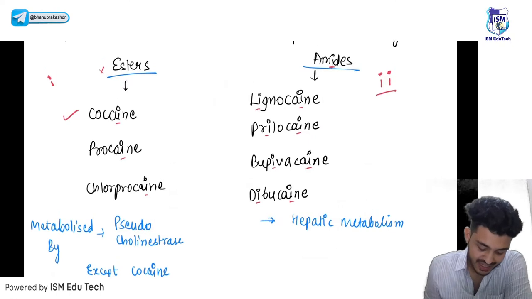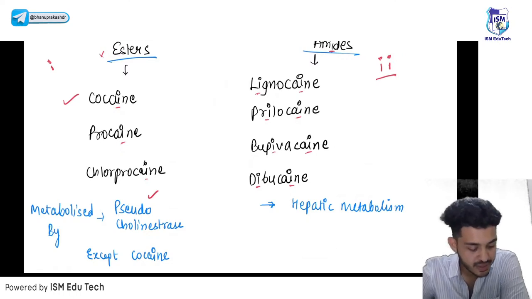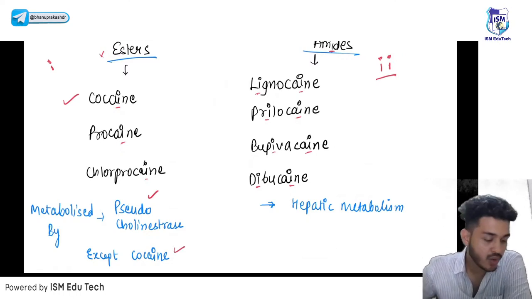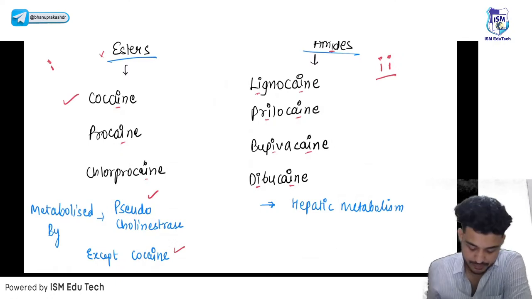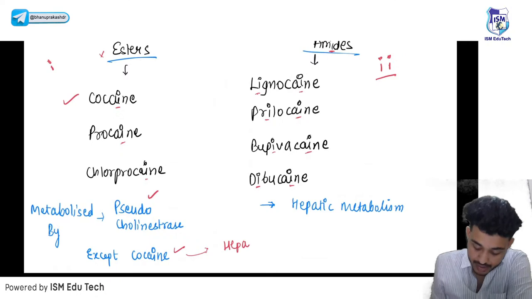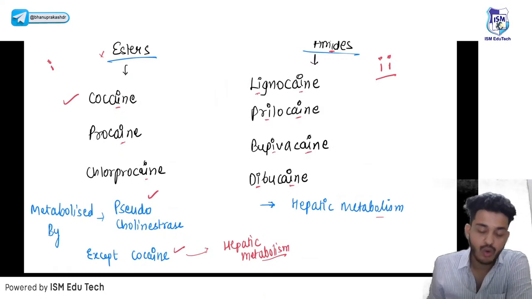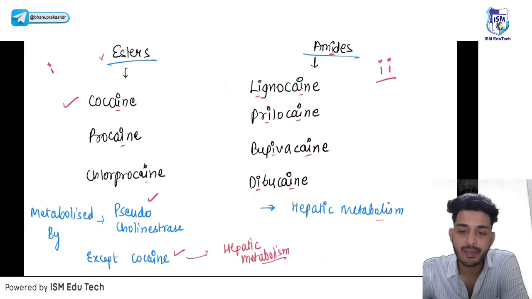So all these esters will be metabolized with the help of the pseudocholinesterase enzyme. What is the exception, guys? The exception will be cocaine. Okay, what is the exception? Cocaine will be metabolized by, very nice, hepatic metabolism. This will be hepatic metabolism. Okay, and all the amides will be metabolized by hepatic metabolism.